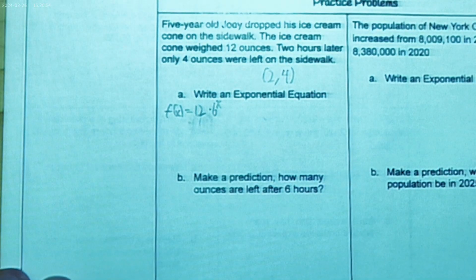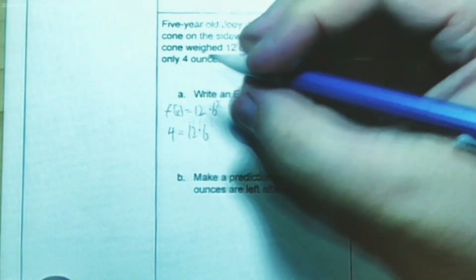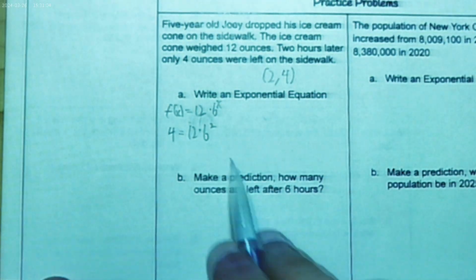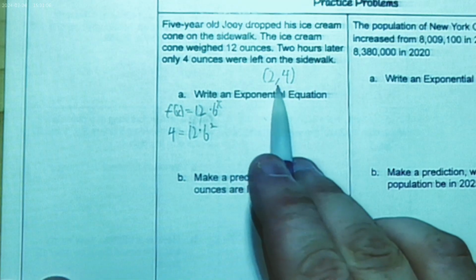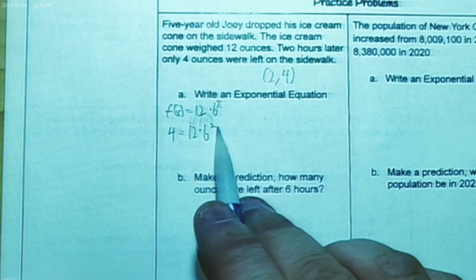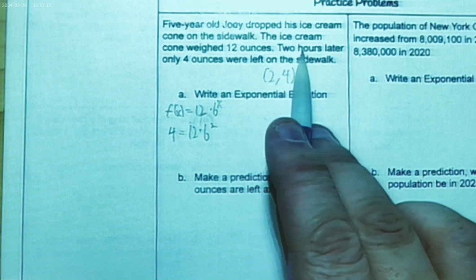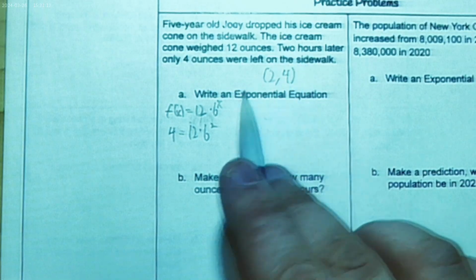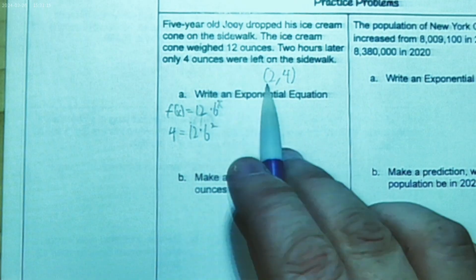Okay, that looks like a point I can plug in. So 4 ounces remain, starting with 12, after 2 hours. So again, after 2 hours, that's my x variable. I'm tracking hours, so x equals 2. Only 4 ounces were left.